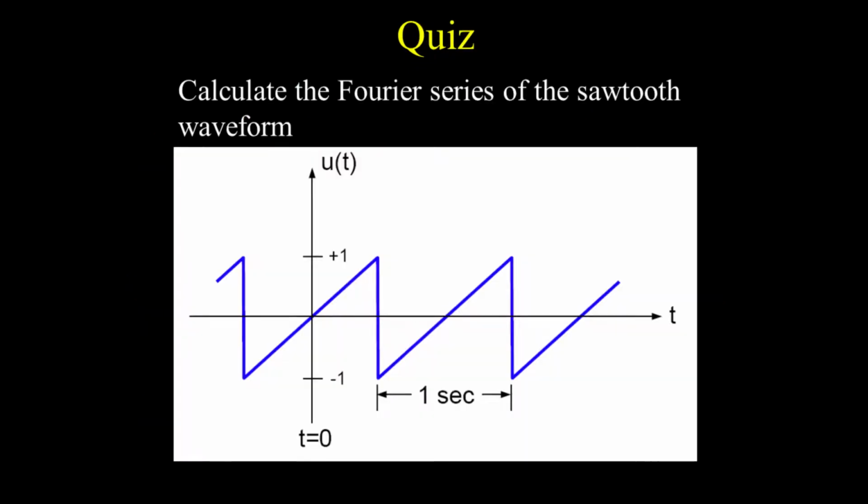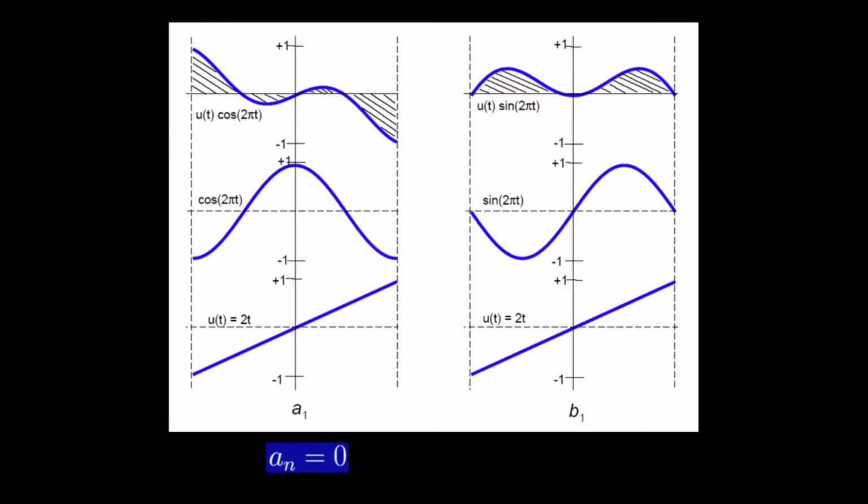Here's the quiz. Calculate the Fourier series of the sawtooth waveform shown here. We can see that this sawtooth waveform is a periodic signal with a period of 1 second. That is, uppercase T equals 1 second. The calculation of the Fourier series involves the determination of the cosine and sine coefficients, an and bn respectively, and the DC value, a0, in the Fourier series.